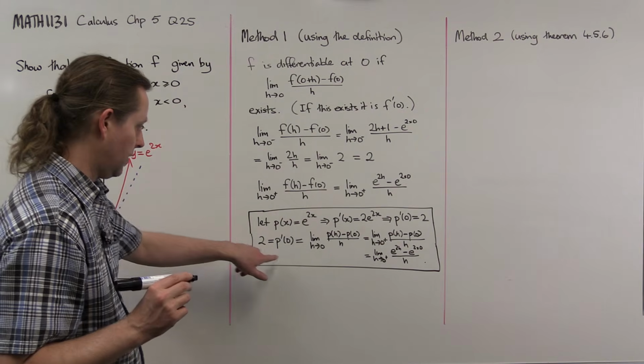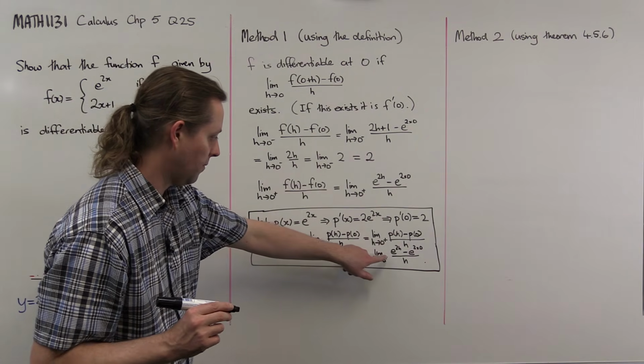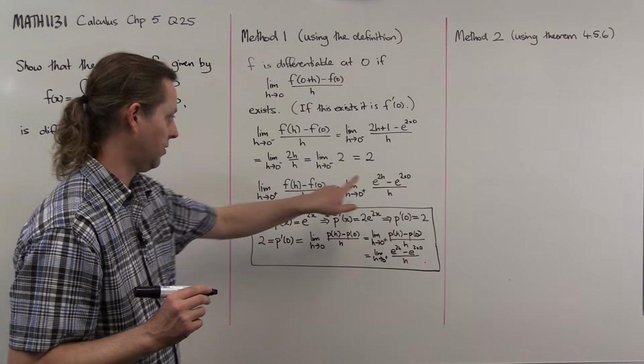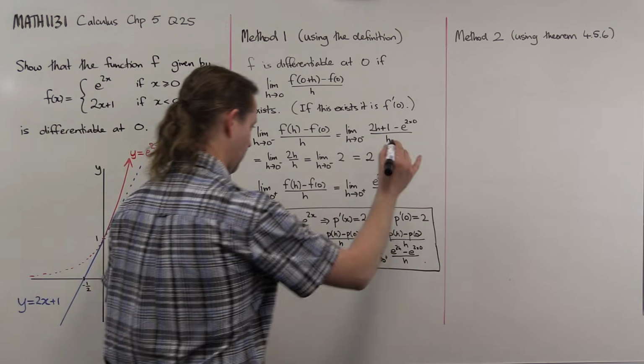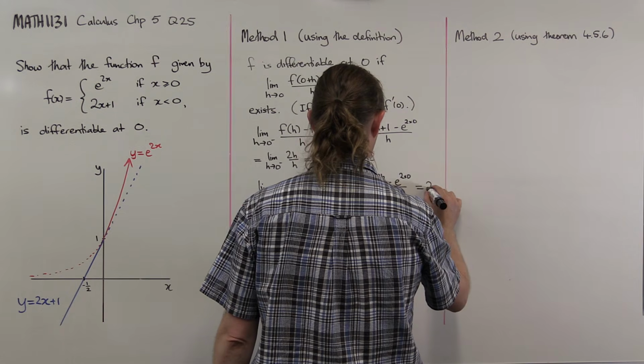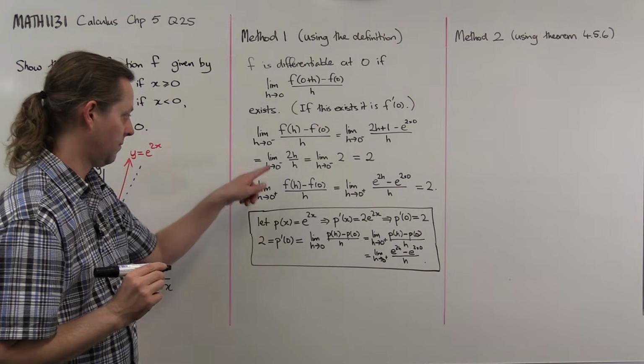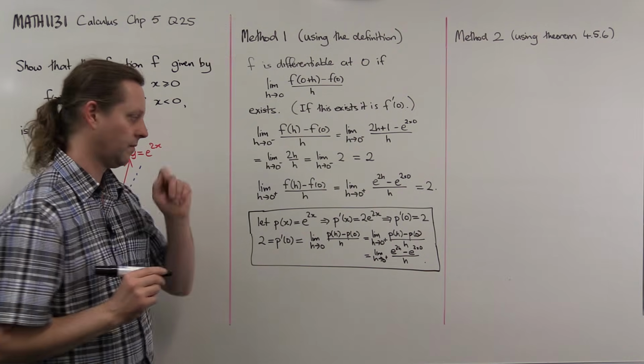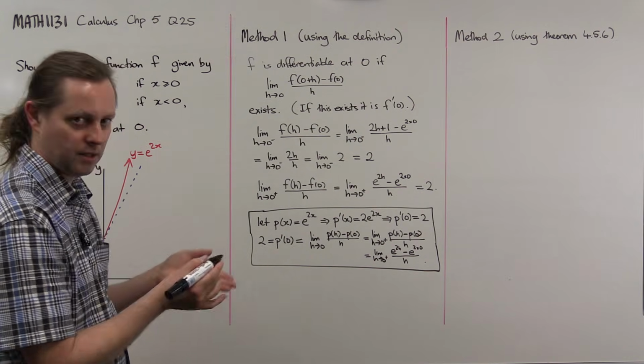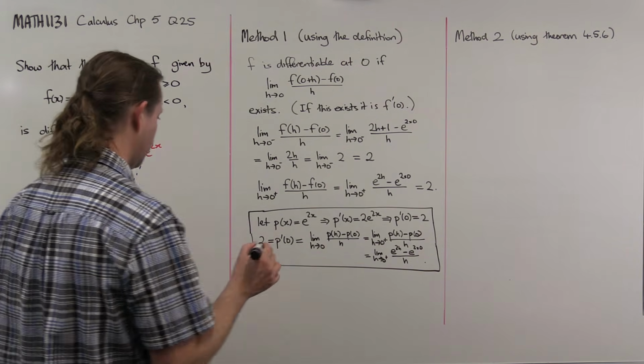Okay, so we've shown that this limit from the right here is equal to 2, and that's precisely what we wanted there. So I'll just write that in here now. Okay, so the left and the right hand limits agree. The left hand limit was 2 and the right hand limit was 2. And so that means that the limit exists and hence f is differentiable.